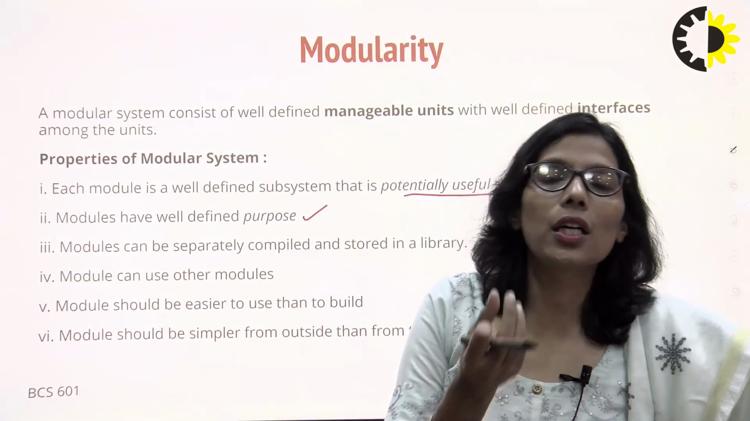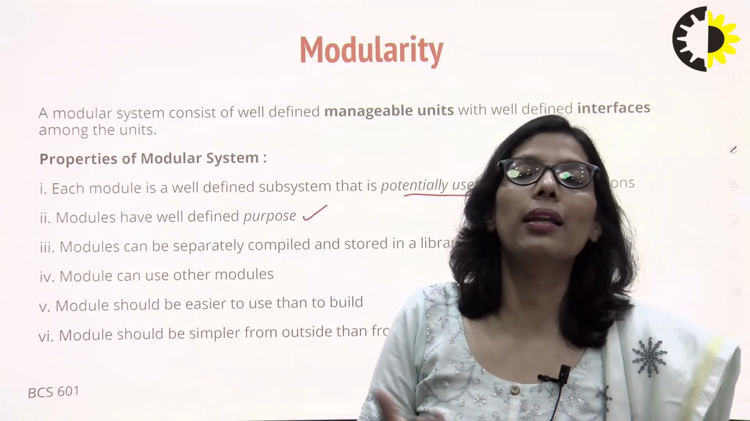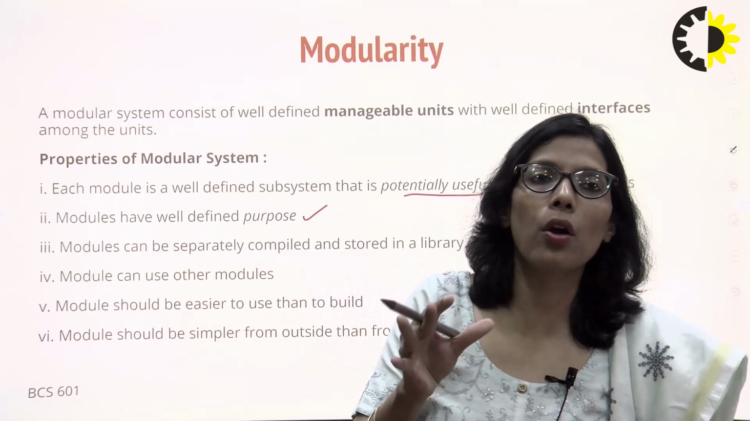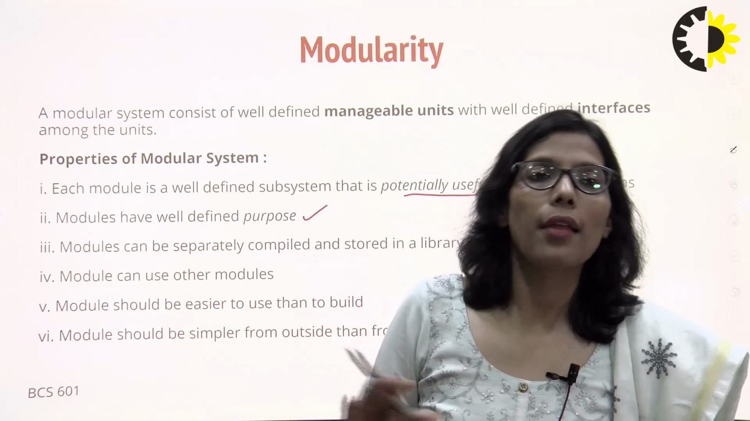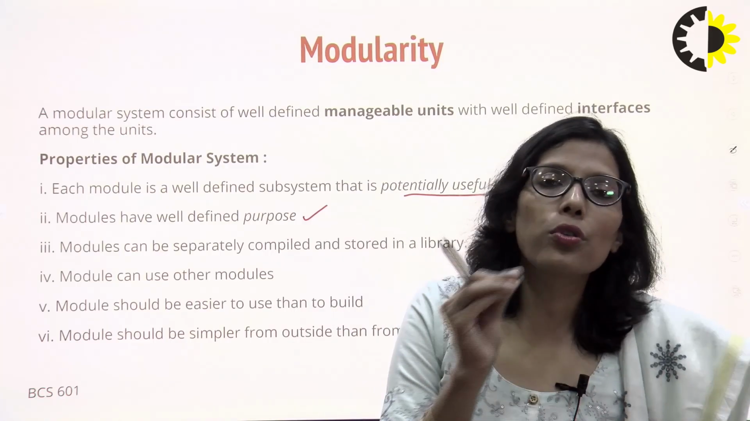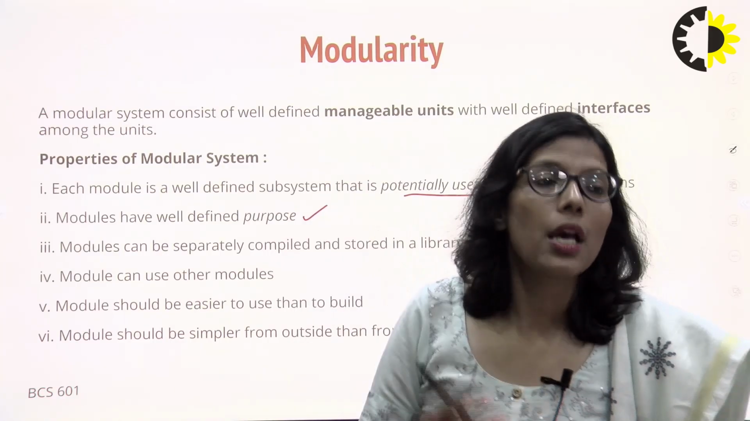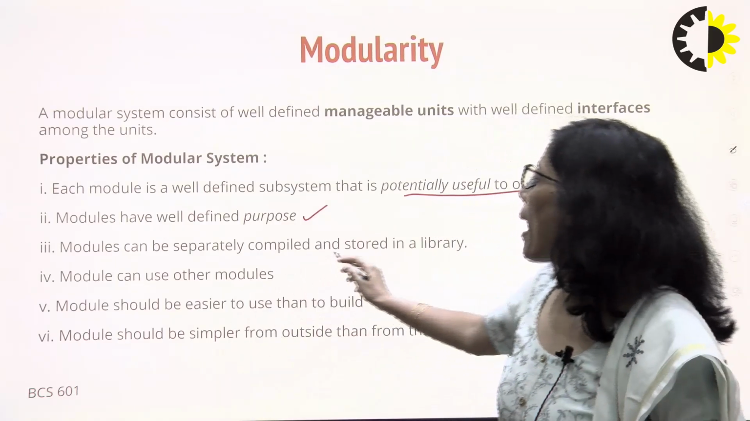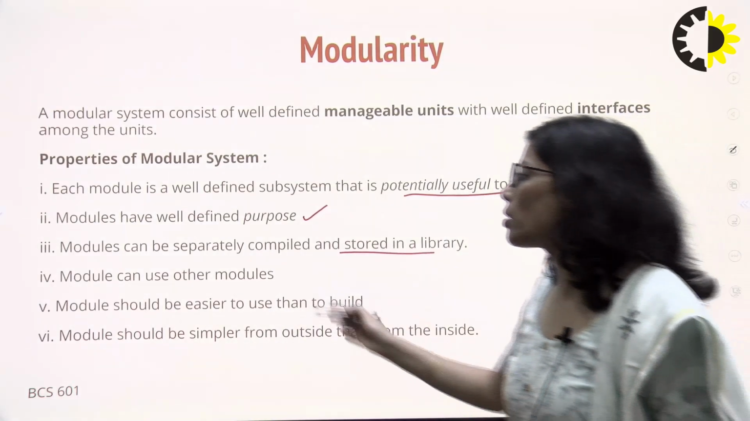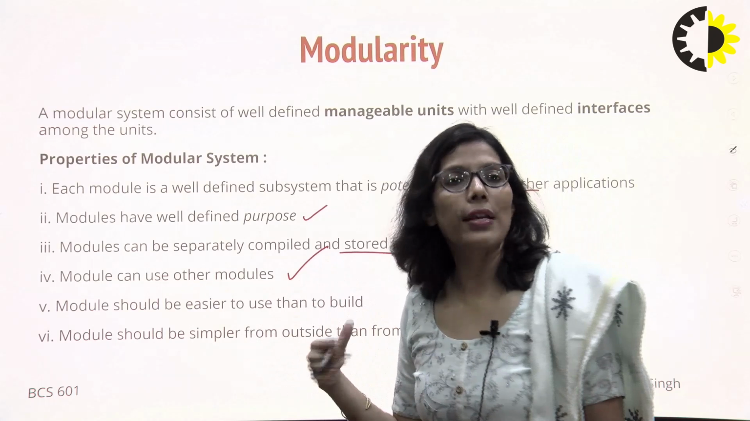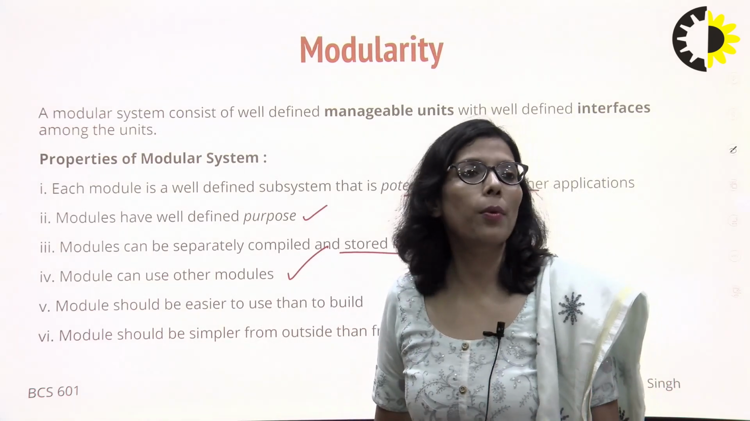Next, a module should have a well-defined purpose. It should have a common functionality. We cannot club many different functionalities into a common module and call it a mixture module. No, that is not required. So, each module should have one single purpose. It should be separately compiled and stored in a library. It can use other modules because it is interfacing with other modules.